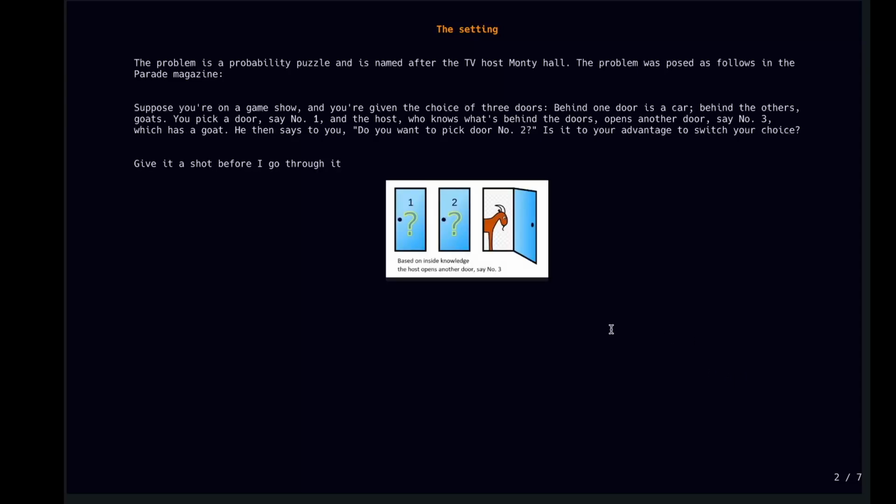So you can imagine you've picked door number 1, and the host is asking you if you'd like to switch to number 2. Is it advantageous for you to switch to door number 2, given that door number 3 was opened and you can see it's a goat now? I'll give you a moment to give it a shot before I start.